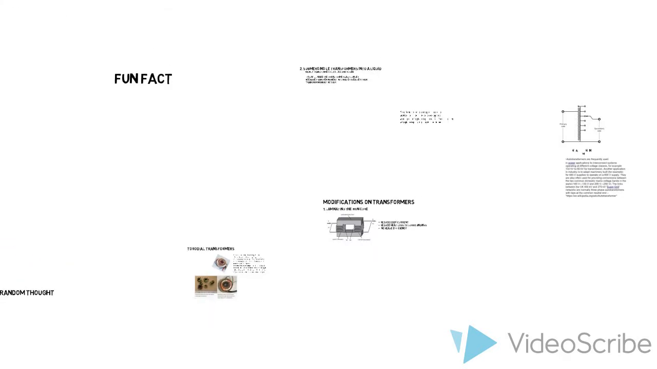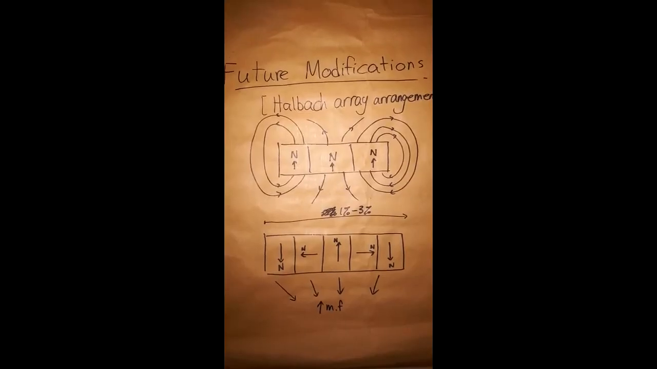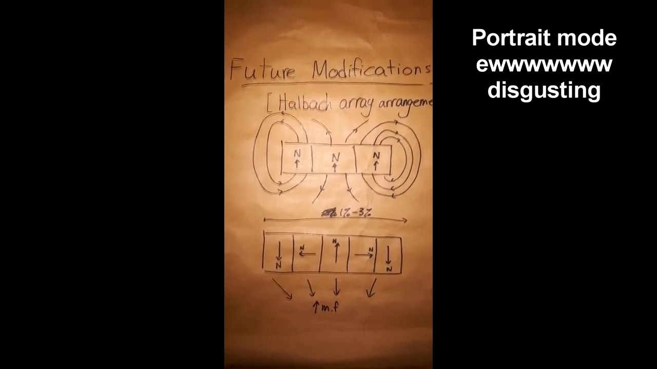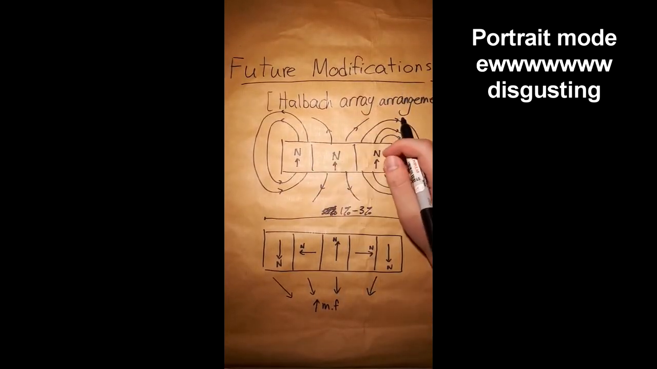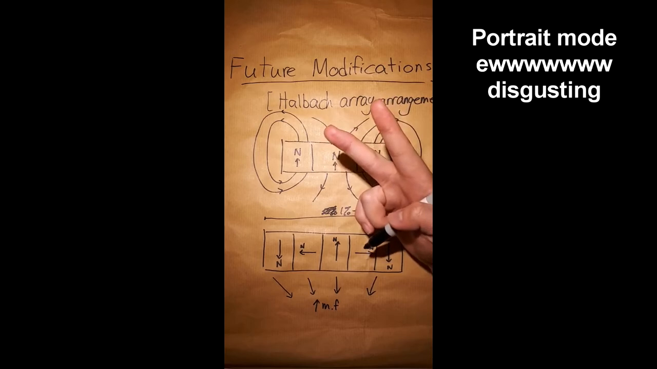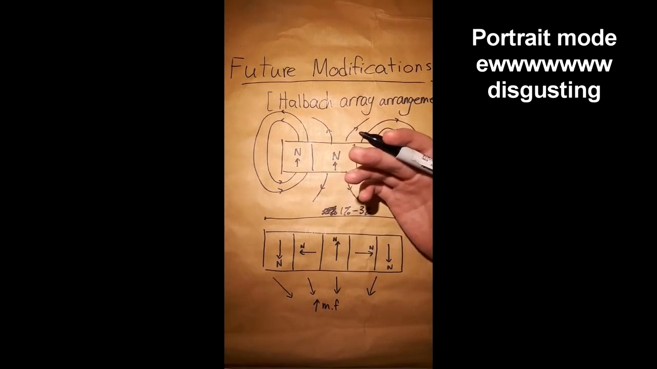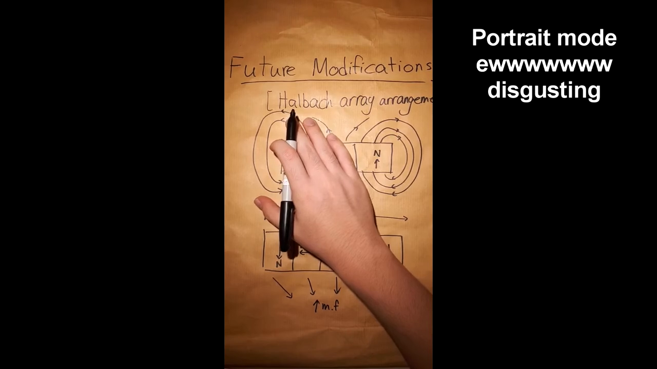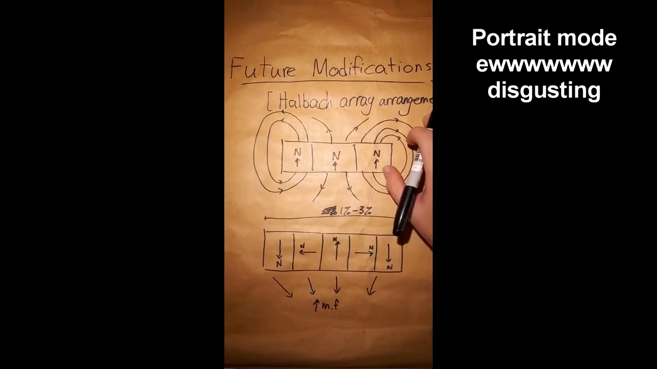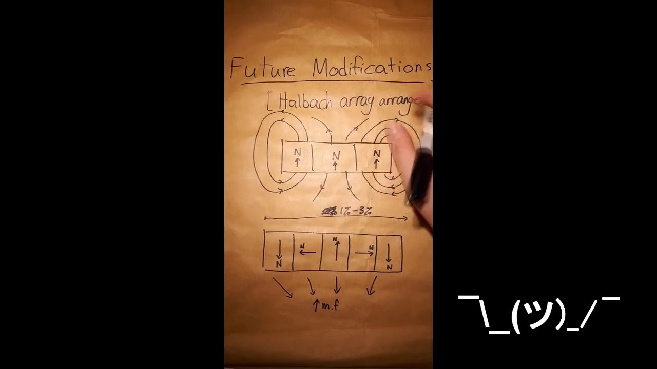We'll all just hop on to the next part. Now I'll be talking about the future modifications of a transformer. We have 2 ideas that we would like to propose, and both of the ideas are based on the same concept, which is the Halbach array arrangement concept. Before I explain the 2 ideas, I will briefly touch on this concept.